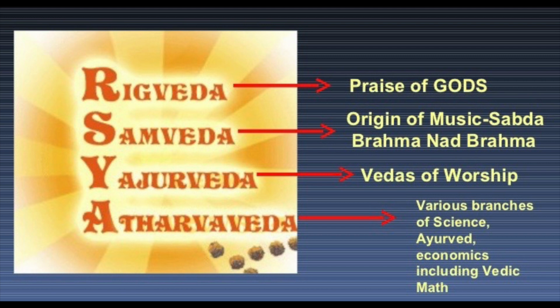After Yajur Veda, you have Atharva Veda. And Atharva Veda deals with astronomy, astrology, medicine, and other sciences. So that's the foundation of Hindu philosophies.